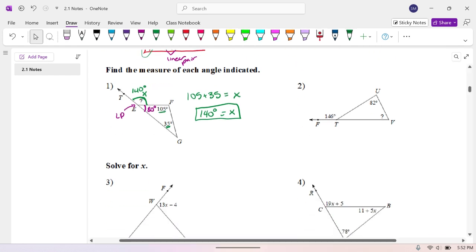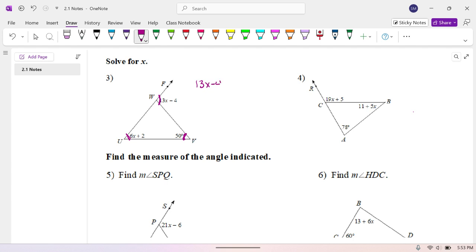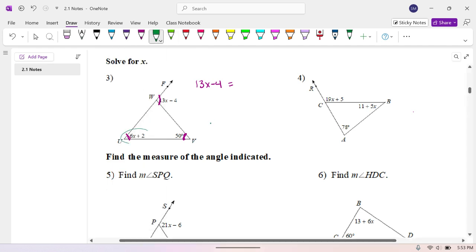All right. Number 3 is the last one I'll do for this section. And then the rest of it, I'm going to ask you guys to do on your own. All right. So with number 3, it's asking us to solve for X. So they gave us the exterior angle here, and they gave us the two non-adjacent angles here. So how we're going to set this up is we have 13x minus 4, so that's our exterior angle, will be equal to the sum of our two interior angles that are non-adjacent to the exterior.